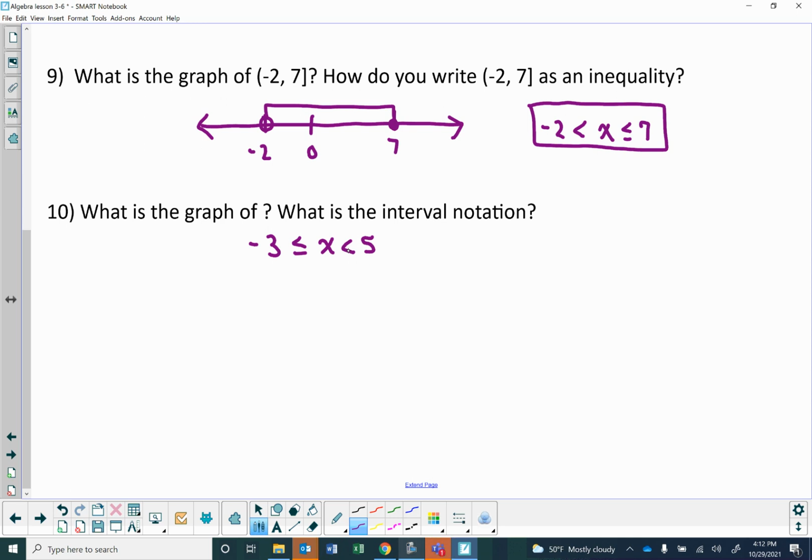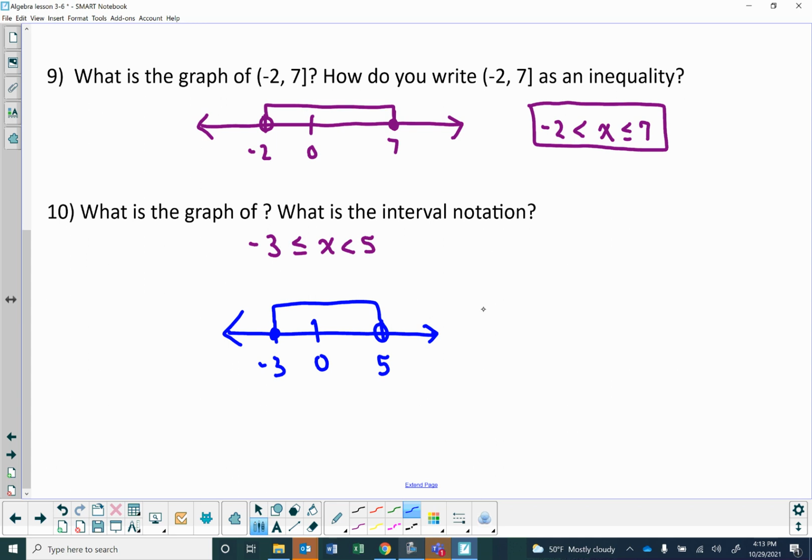Okay, so this again is an and. If we look at this, this is definitely another and inequality. So I have a graph here. This is negative 3. Let's say that this is 0. So this is 5. It's greater than or equal to negative 3, which means it's a closed circle at negative 3, less than 5, which means it's an open circle at 5 and a line that goes between the two, because the x is literally between negative 3 and positive 5.